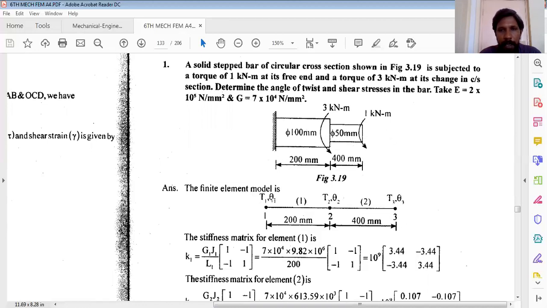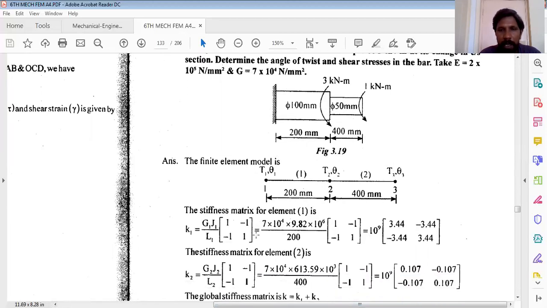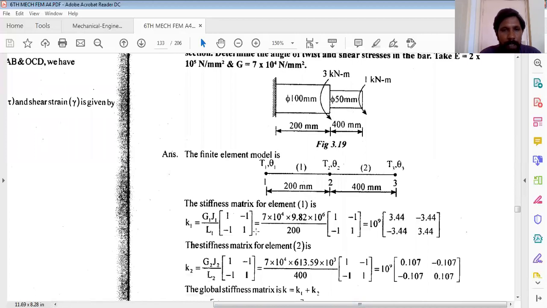It is assumed that the torque acting at node 1 is T1 and the corresponding angle of twist is theta 1. The torque acting at node number 2 is T2 and the corresponding angle of twist is theta 2. The torque acting at node number 3 is T3 and the corresponding angle of twist is theta 3. So this is the first step in finite element formulation. The second step is to have the stiffness matrix of each individual element. There are two elements in the problem.